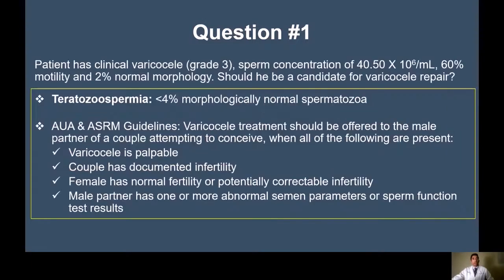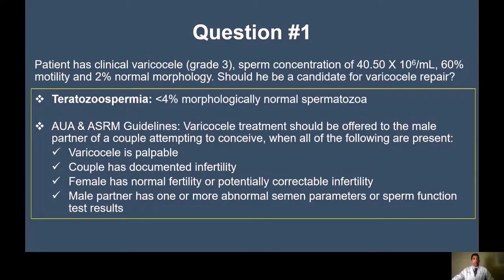In this specific patient with 2% normal morphology, but the remainder of his semen parameters within the normal range, he is considered to have isolated teratozoospermia. This is defined as less than 4% morphologically normal spermatozoa.